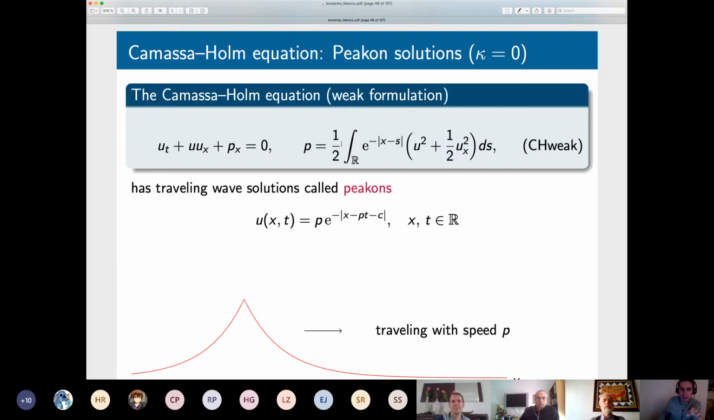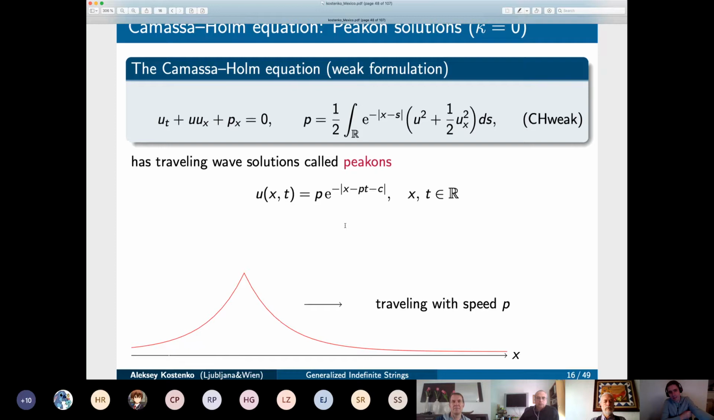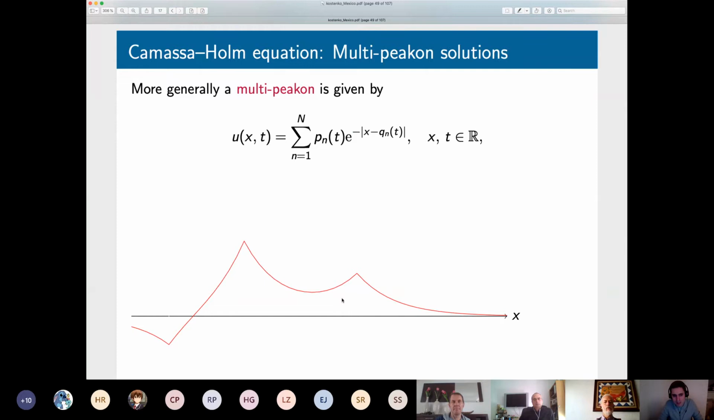It is rather easy to check that traveling waves for this equation have a very simple form. It's exactly this exponential function here. This is the plot of this function, where p, the height, is proportional to the speed of this wave. If p is positive, then the peak is positive and it moves to the right. If p is negative, the peak is negative and the wave moves to the left. But the interesting thing is that multi-soliton solutions are nothing but the superposition of one-soliton solutions in this case.